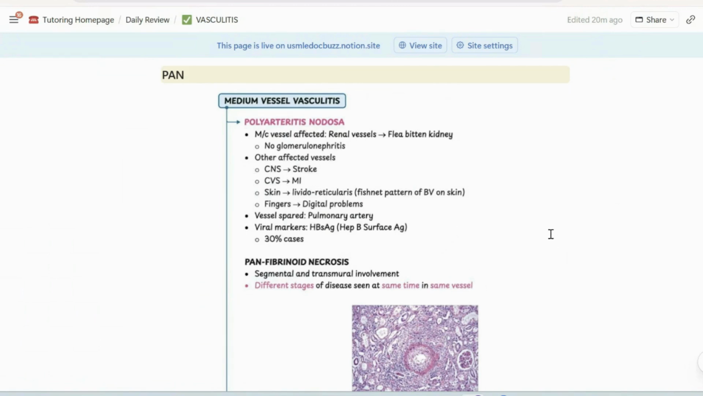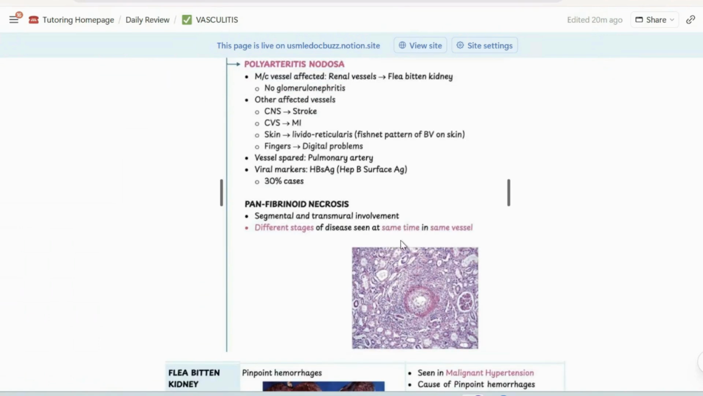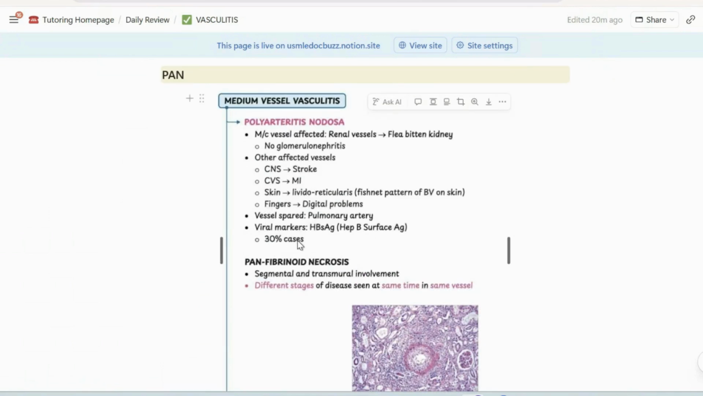complete involvement, but the stages of those diseases might be at different time intervals, right? So different stages of these diseases are seen at the same time in the same vessel. Some may have early necrosis or early inflammation, but some may have late necrosis and complete obliteration. Okay, so that's the feature of polyarteritis, right? That's why I'm saying poly, because of multiple types of inflammation. What type of inflammation? Usually inflammation that leads to these nodes being formed in the vessel itself. Okay, that's why the nodosa.